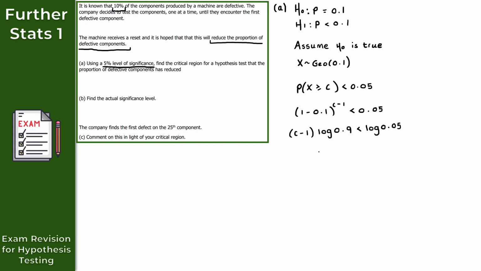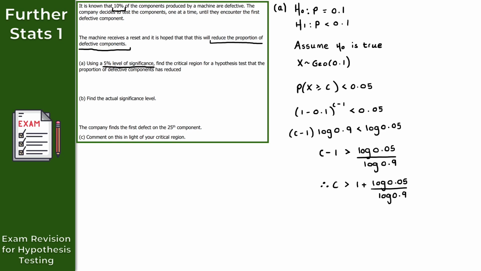Okay. So what we have then is c minus 1 is strictly greater than log of 0.05 over log of 0.9. Okay, so in that case then, c must be strictly greater than 1 plus this fraction here. So 1 plus log of 0.05 over log of 0.9. Okay.